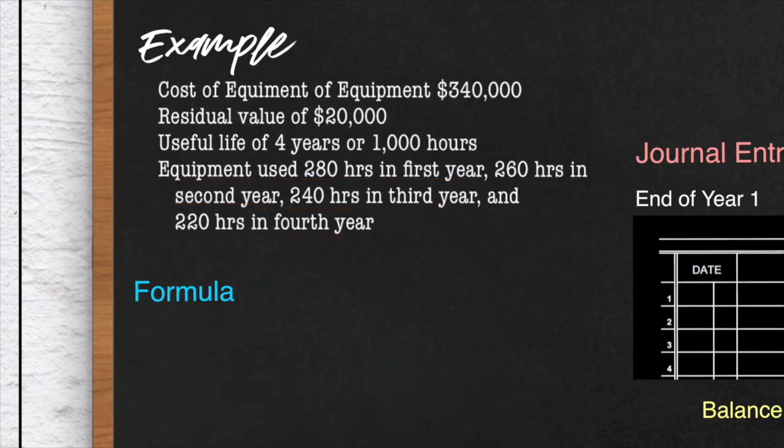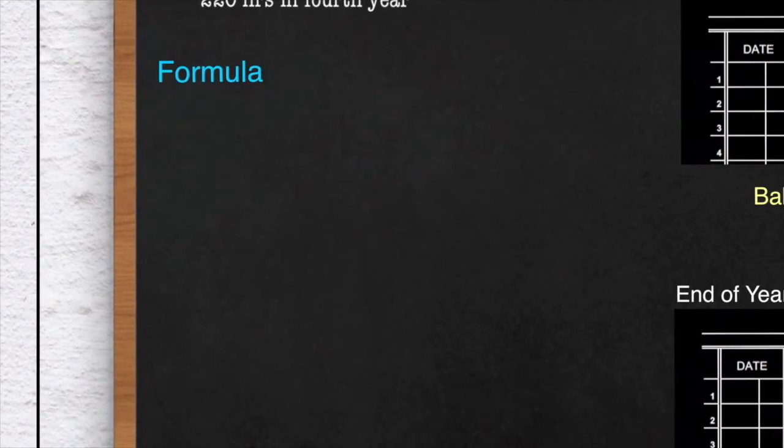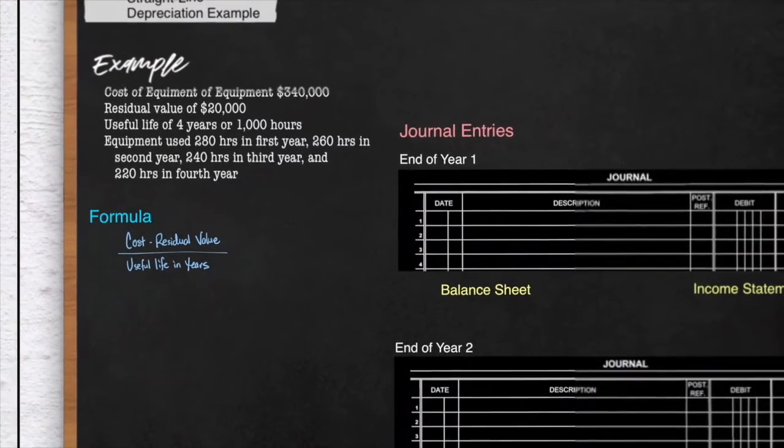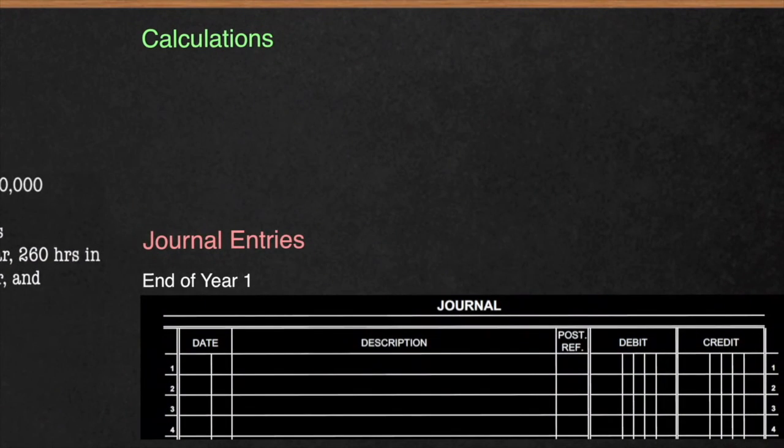For straight line depreciation, we need a formula to be able to calculate the depreciation per year. The formula is pretty simple and straightforward. It is the cost minus the residual value. If you see the term salvage value, it means the same thing as residual value. So it's cost minus residual value divided by the useful life in years. Once you calculate that, you will get your depreciation amount, or how much it has decreased after each year.